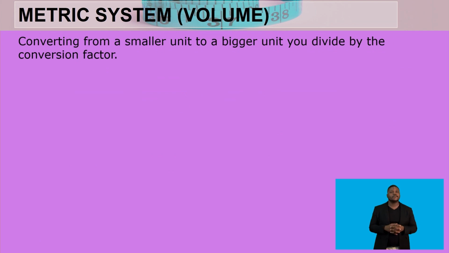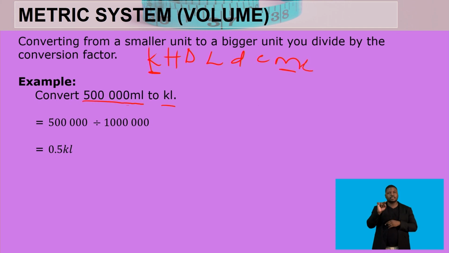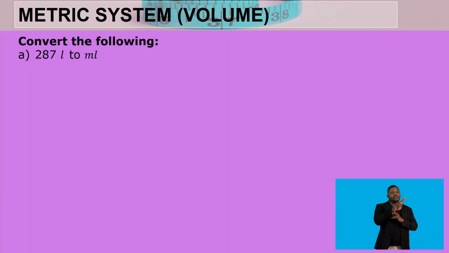Then when you're converting from a smaller unit to a bigger unit, you divide by the conversion factor. An example is if you are converting 500,000 milliliters to kiloliters, you write your Keke. You say Keke hates doing LO during cold months. Where are we moving from? Our milliliters. We're going to our kiloliters. You put a 1, then zeros up until where you end. Then it means you divide by a million, because it's 6 zeros. So 500,000 divided by 1 million gives us 0.5 kiloliters. Then let's do this together. We've got 287 liters to milliliters.